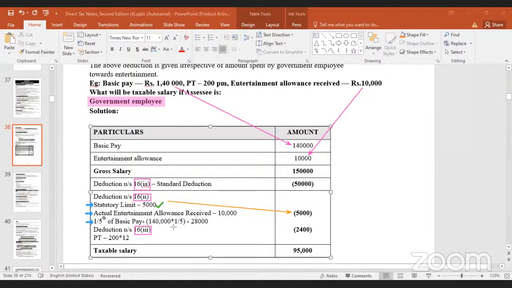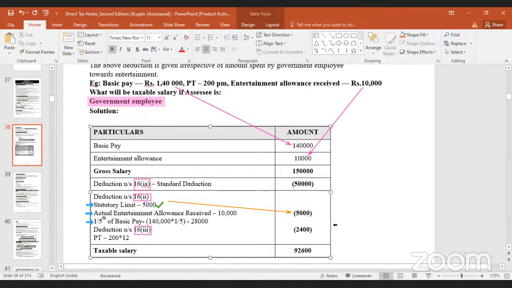1,50,000 minus 50,000 minus 5,000 minus 2,400. It works out to 92,600. Hope the concept is clear. From 1,50,000, I'll be deducting 50,000 standard deduction. From that I'll be deducting the entertainment allowance. Again I'll be deducting 2,400 with respect to our professional tax.